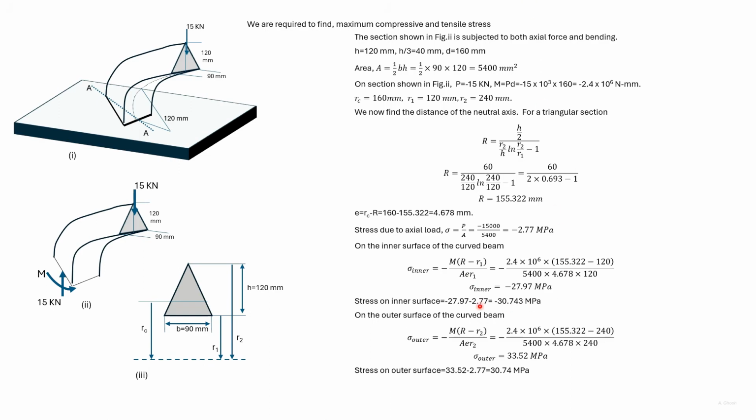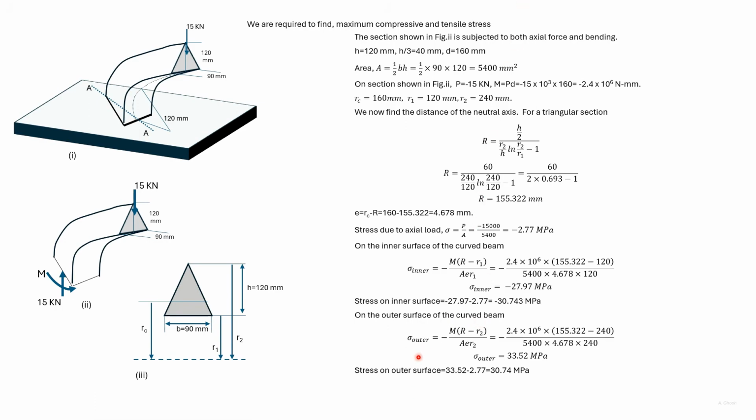The stresses due to the moment on the inner surface is negative. So stress on the inner surface, both due to the axial load and due to the moment, are negative, and they are summed up to get the net stress on the inner surface.